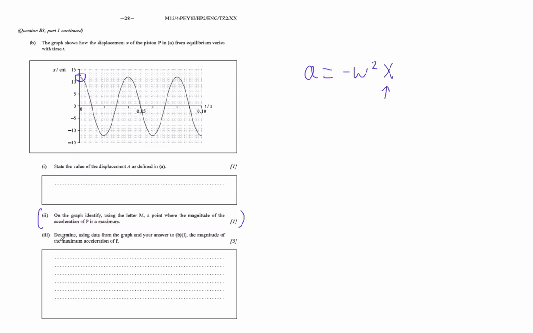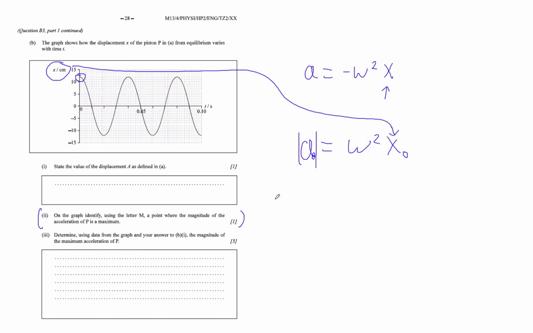Okay. Determine, using the answer from the graph and your answer to B part I, the magnitude of the maximum acceleration of P. What I did was I actually used this formula. So the absolute value of a, which is the magnitude, is omega squared x. So the maximum one would be the maximum x. So use this value. Notice it's centimeters, so turn it into meters and plug that in there.